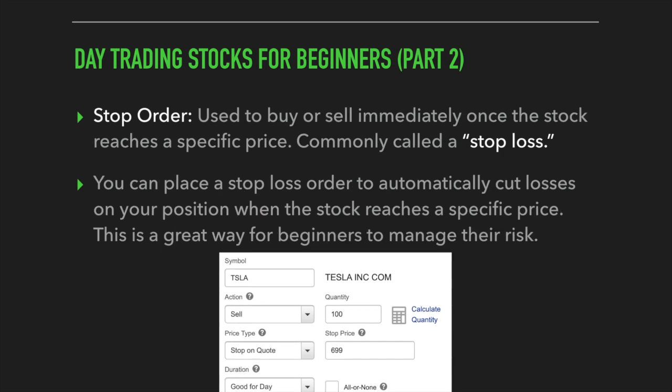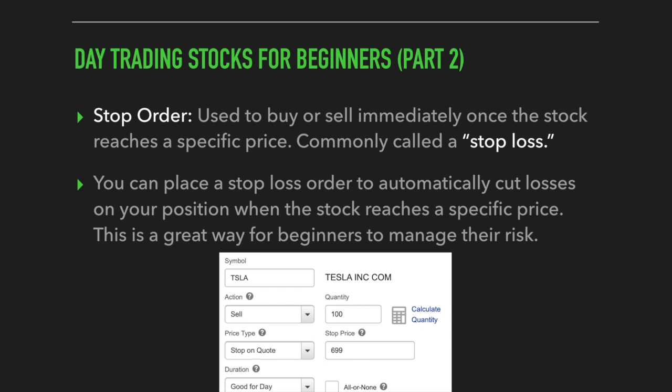Okay, and the last order that I want to talk about is what is known as a stop order. A stop order is going to be used to buy or sell immediately once the stock reaches a specified price. Stop orders are commonly called a stop loss, and really what they do is they allow you to automatically cut losses on your position when the stock reaches a specified price. And because of this, this is a great way for beginners to manage their risk because at the end of the day, one thing that many people learn the hard way is that cutting losses on your own is much easier said than done. And at the end of the day, cutting losses quickly is easily one of, if not the single most important rule to trading stocks profitably.